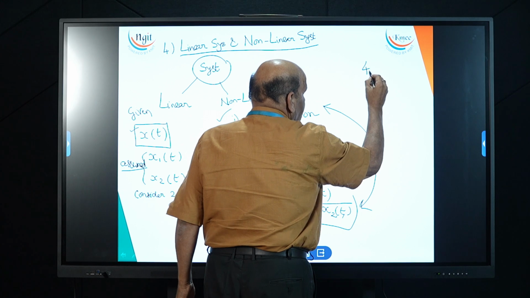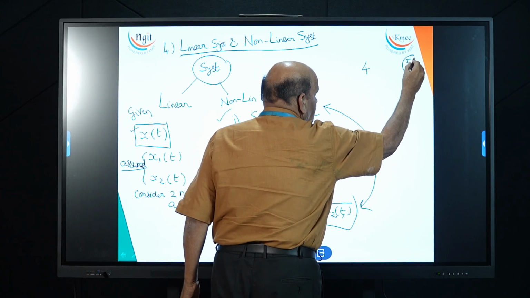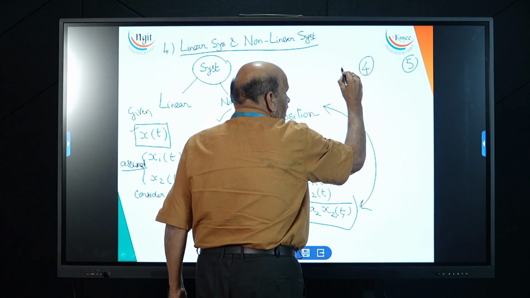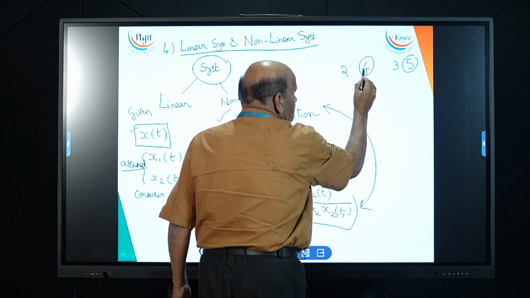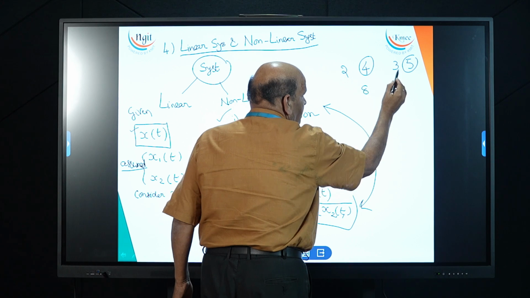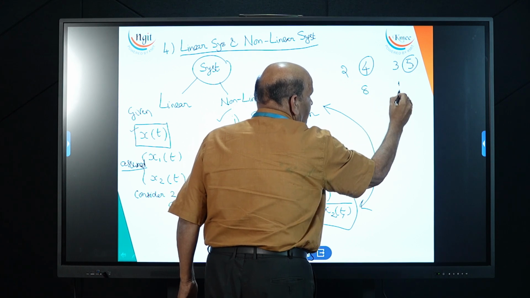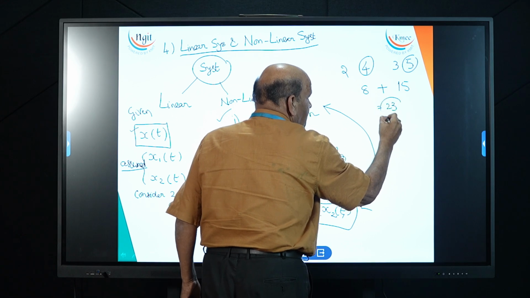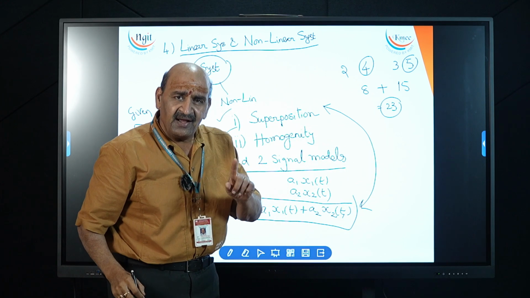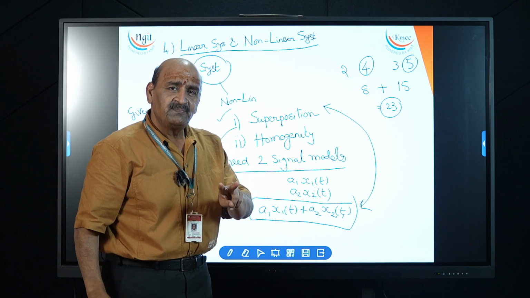4 is a number. 5 is a number. Here a constant 2, a constant 3. Multiply the constant with the number 8. Multiply the constant with the number 15. Again add these two. That is equal to 23. Is 23 a single number or double numbers?